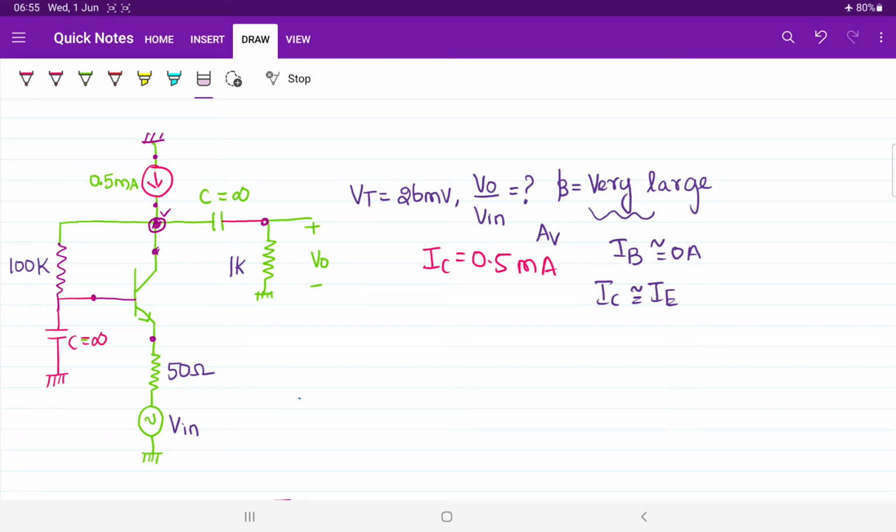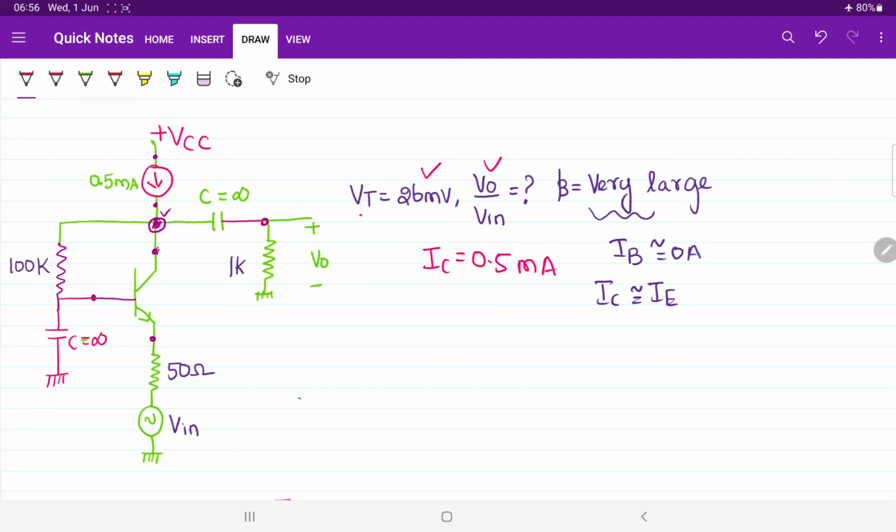Okay, so let us take the next question. For this question we have to explore the value of voltage gain. Observe the question carefully. Here they have given VCC, and thermal voltage is given as 26 millivolt. We have to calculate the value of voltage gain. They told beta is very large, and collector current is also given: 0.5 milliampere.